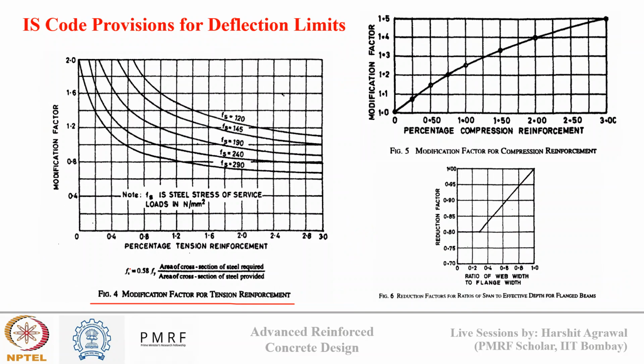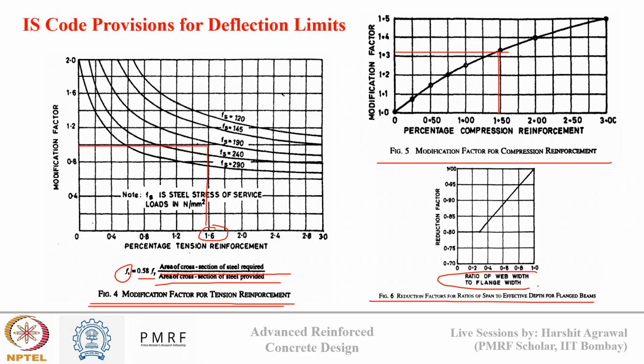So based on the Fs value, which is 0.58 times Fy times the ratio of steel that we have required to the ratio of steel that we have provided, and based on the percentage tensile reinforcement and this Fs value, we can calculate the modification factor due to steel reinforcement. Based on the compression reinforcement percentage also we can calculate the modification factor. Okay, so figure 5 gives us the modification factor for compression reinforcement, figure 4 gives us the modification factor for tensile reinforcement, and figure 6 gives us the modification factor for the ratio of span to effective depth.